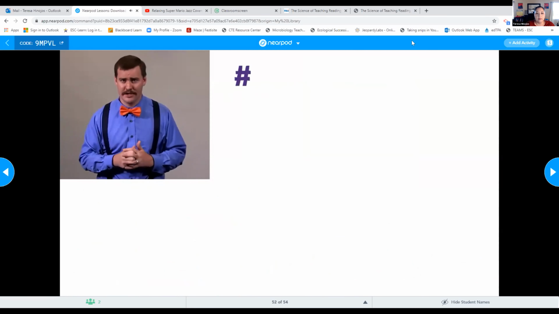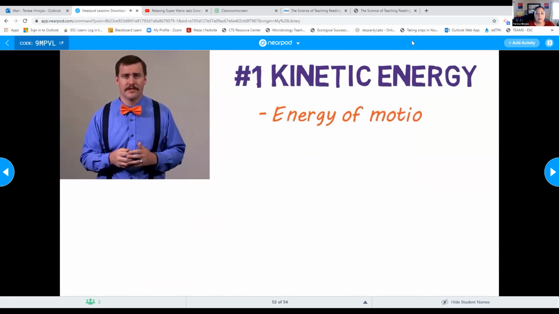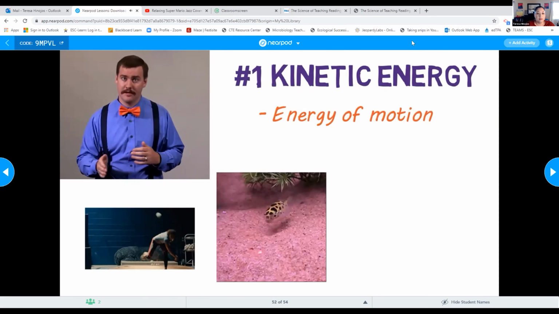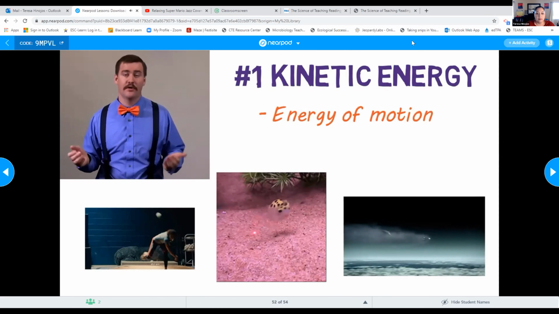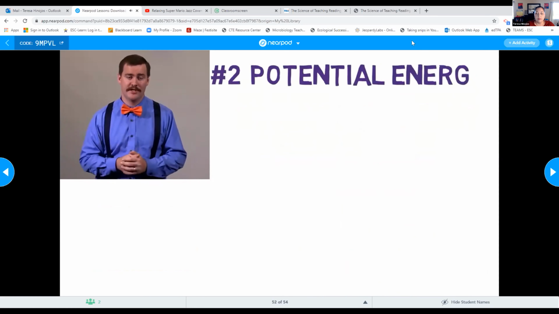Number 1 is kinetic energy, and is probably the energy you're most familiar with. This is the energy of motion. So any object moving through space has kinetic energy. This includes a ball thrown through the air, a swimming fish, and even a space shuttle flying through space. Number 2 is potential energy.